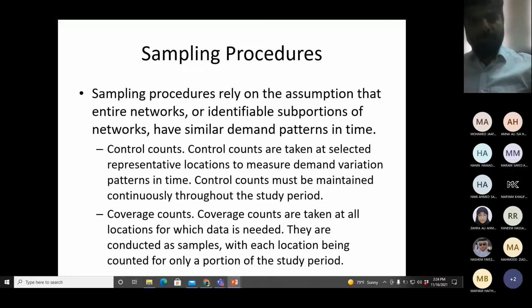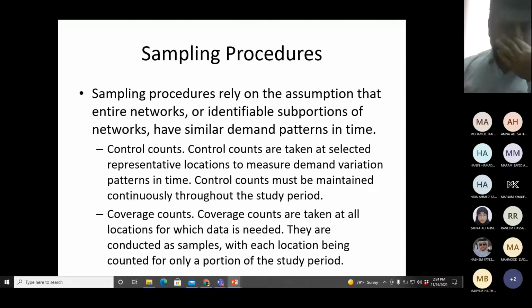Within each portion, you then identify a few segments, very few segments, as control count locations, and the remaining will become coverage count locations. What do we mean by control count and coverage count? Control count locations are counts taken for the entire study period. So if you require data for 24 hours, I will take very few. Now, keep in mind, I'm emphasizing the words very few control counts. On very few segments, maybe one, I will take the count for the entire study period.